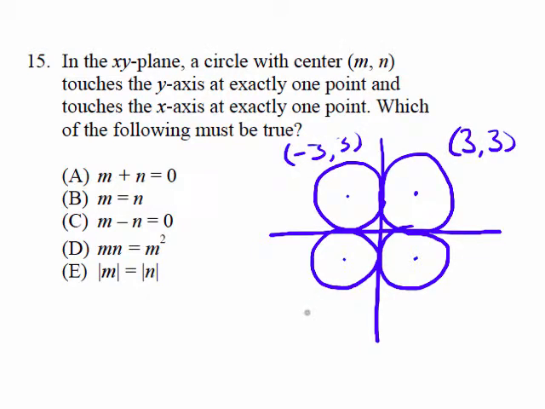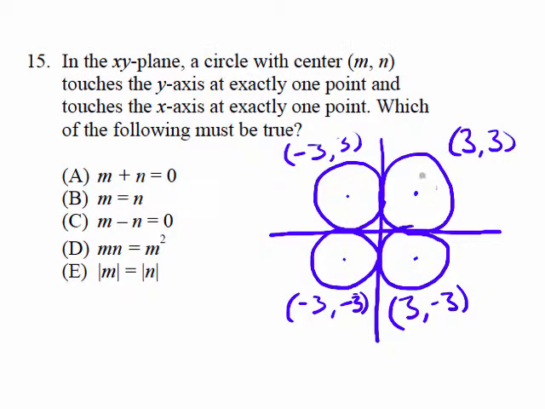You could have (-3, -3) over here. Or you could have (3, -3) over here, right? That's got to be true, right? Because the center needs to be equidistant from the axes for this to be true, for your circles to be tangent to the axes, which is the same as saying they touch at exactly one point.